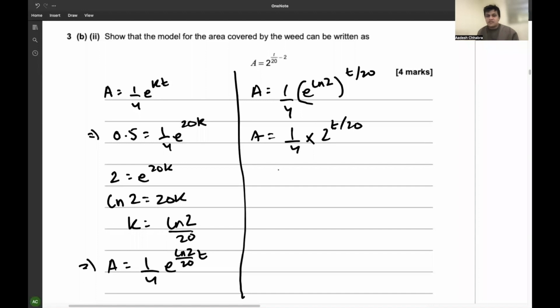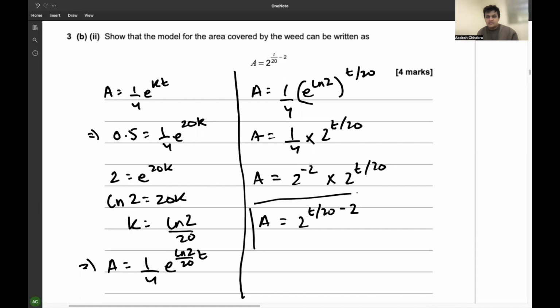1 by 4 can be written as 2 to the power minus 2. So A is equal to 2 to the power minus 2 times 2 to the power t by 20. And we know when two indices are multiplied together with the same base, the powers just add up. So we know that A is equal to 2 to the power t by 20 minus 2, as stated in the equation.